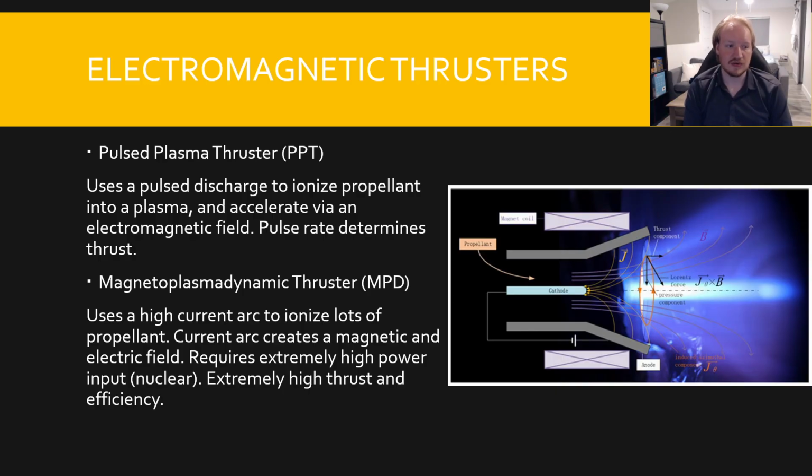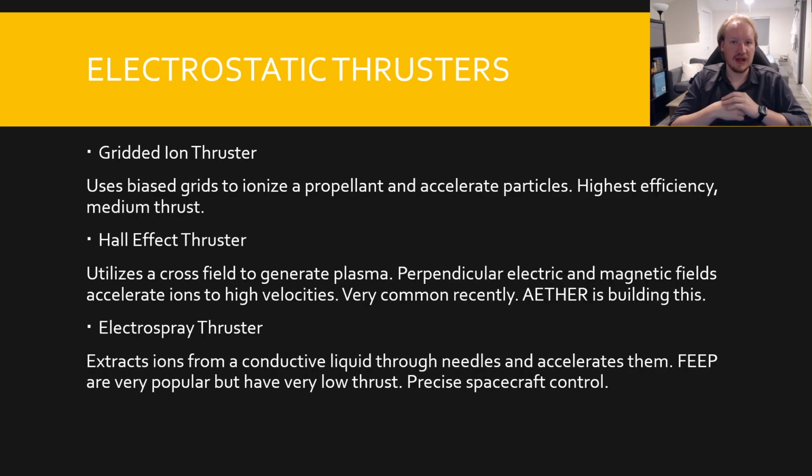Most designs for a sophisticated magnetoplasma dynamic thruster are going to use a nuclear source as that power input, which of course isn't applicable for a wide variety of reasons. But the big thing about this is it creates an extremely high thrust while retaining the same efficiencies as ion thrusters. We will go into, in the second lecture, how that thrust versus efficiency relationship exists, and why you need a lot of that power in order to keep your efficiency and increase your thrust.